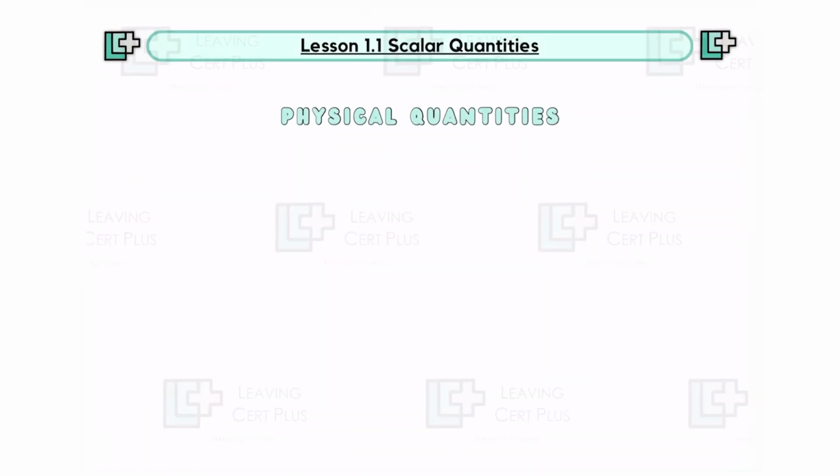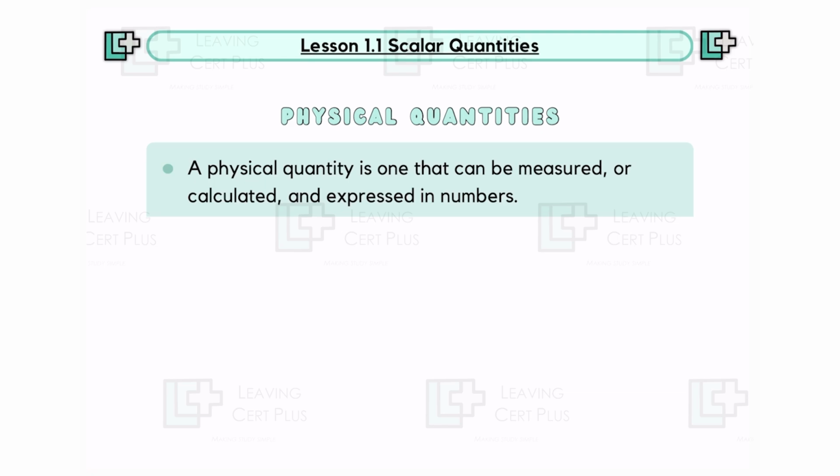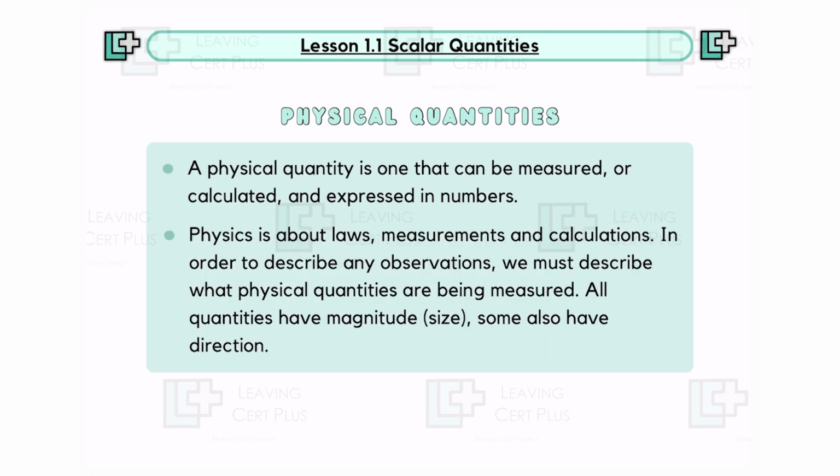Hi, in this video we're going to take a look at scalar quantities. So first, before we start talking about scalar quantities, let's discuss what physical quantities are. A physical quantity is one that can be measured or calculated and expressed in numbers. Because in physics we mostly concern ourselves with measurements, laws, and calculation, we need physical quantities in order to describe what we're talking about.